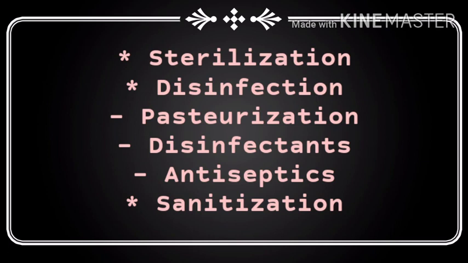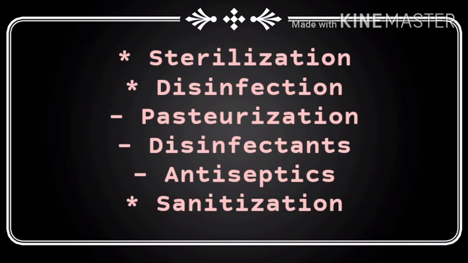Sterilization is the complete destruction of all microorganisms. So, all microorganisms are destroyed, including cells, spores, and even viruses. While disinfection is the removal of pathogens from a non-living object by physical or chemical methods. So meaning not all pathogens are being removed. So we have pasteurization under disinfection.